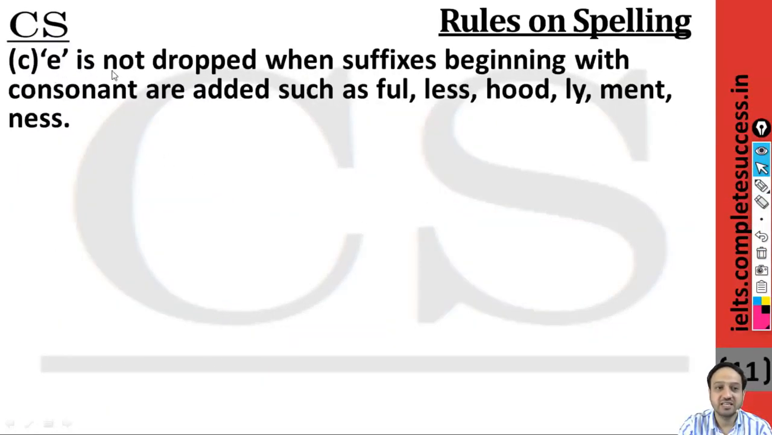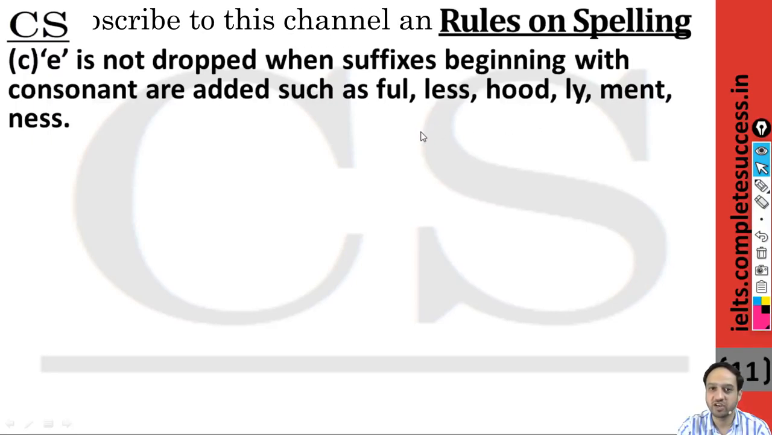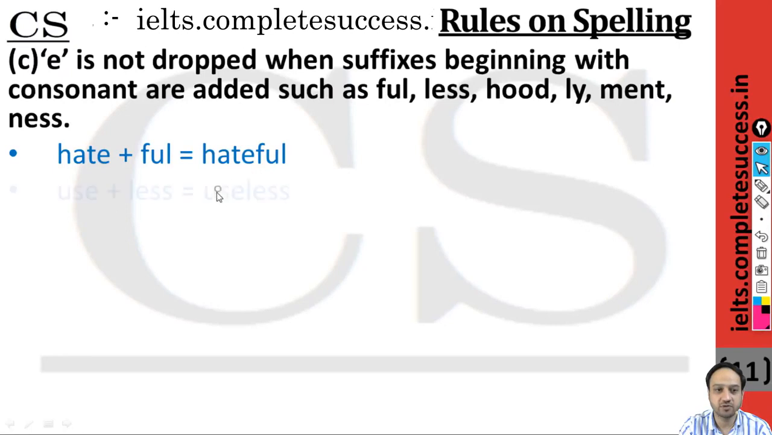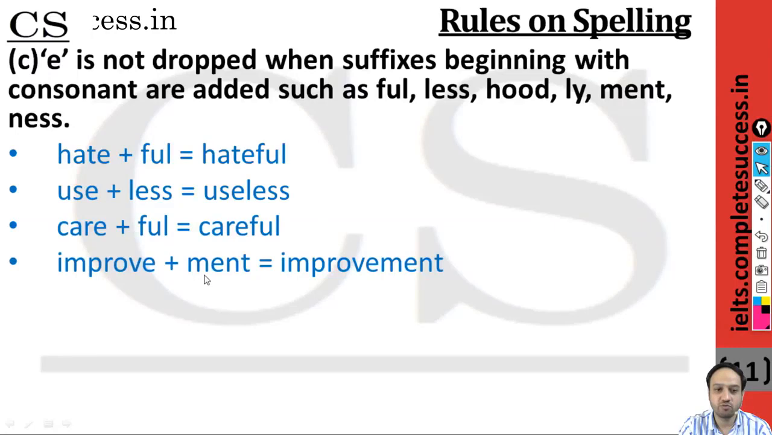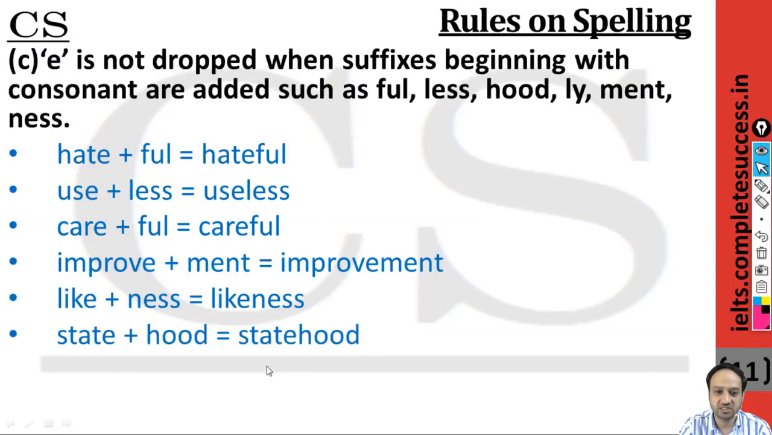The last portion is: e is not dropped when suffixes beginning with consonants are added, such as ful, less, hood, ly, ment, and ness. You can see all these suffixes start with a consonant. Earlier, the suffixes which we did started with a vowel. So hate plus ful, hateful; use plus less, useless; care plus ful, careful; improve plus ment, improvement; like plus ness, likeness; state plus hood, statehood; extreme plus ly, extremely.